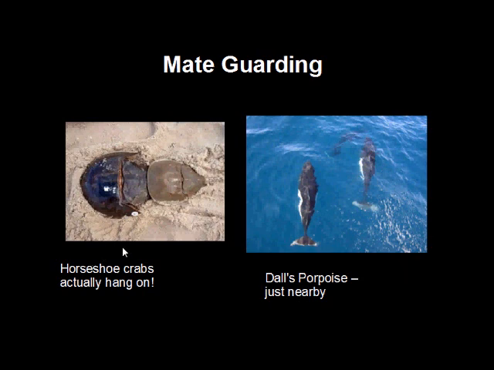And the way that this happens is sometimes the male actually physically hangs on to the female, as in the case of horseshoe crabs. So here's the female, and here's this male hanging on, literally grasping her and going everywhere that she goes. Very drastic measures here. And sometimes they just hang out nearby.